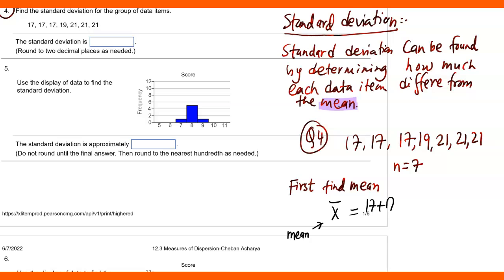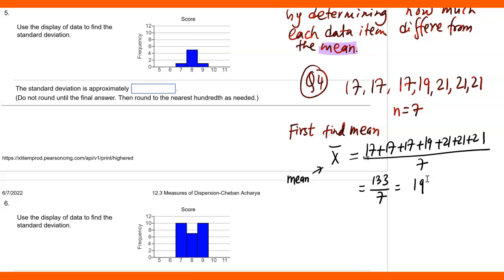How do you find it? Mean is 17 plus 17 plus 17 plus 19 plus 21 plus 21 plus 21, divided by 7. I put it in the calculator, and you put it in yourself, and let's see if your answer matches mine. Somebody help me divide by 7. What do you get? I get 133 divided by 7, which is 19. Do you guys have 19 as well? Okay, yes. Thank you. That's the first step, finding the mean.